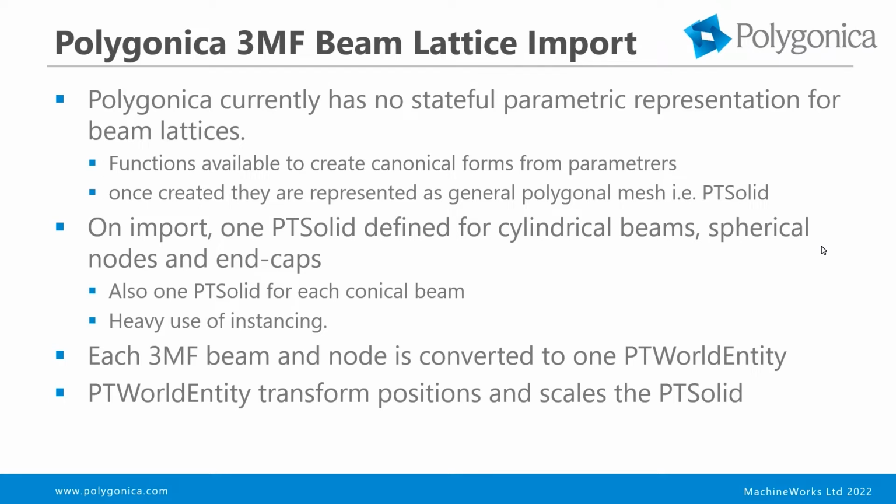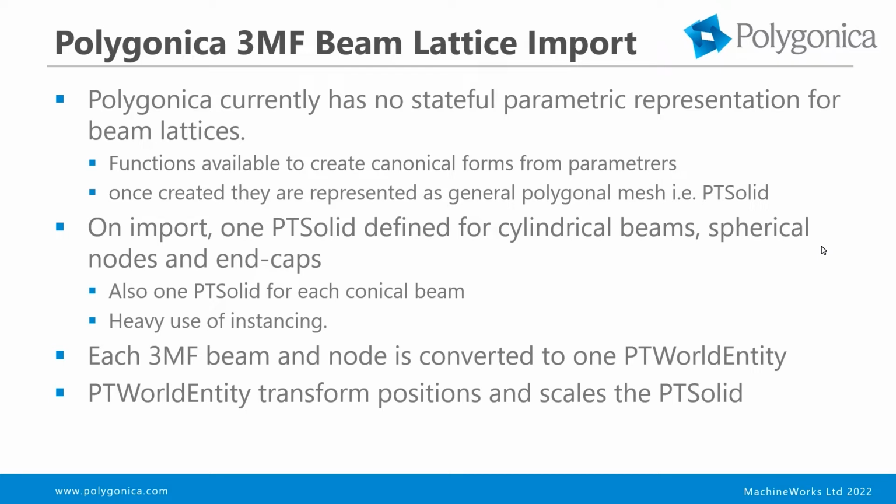Well, first a small reminder that this code is unsupported, and whilst you can use it out of the box, you might well want to adapt it so that it's optimized for your own specific workflows. The current Polygonica API has no parametric definition for beams and nodes. API functions are provided to create cylinders, spheres, cones, etc., but once they are created, they exist in Polygonica as a general polygon mesh like any other. If you want to retain the original parameters, you will need to do this in your own code.